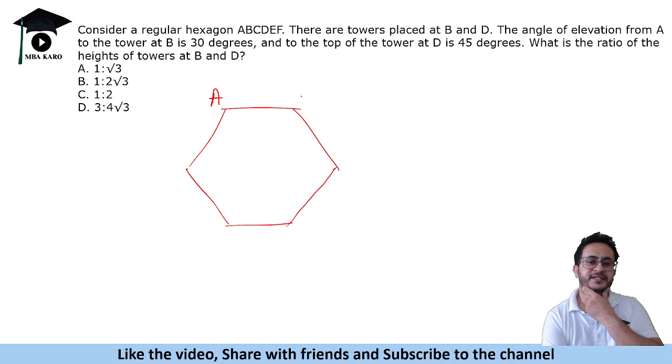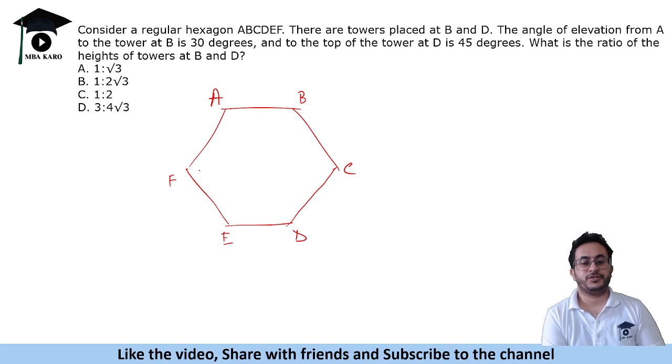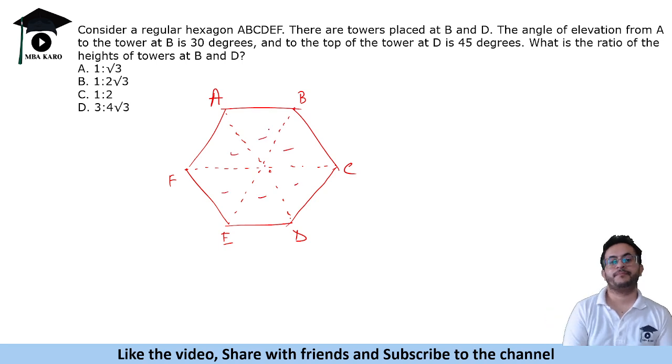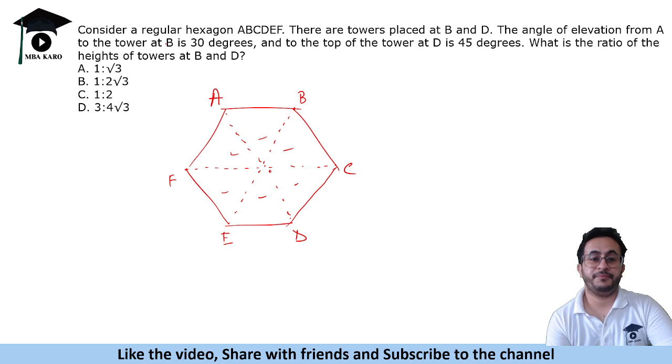So we have a hexagon ABCDEF. Okay, so a hexagon can be represented like this. You can break it into six equal equilateral triangles. So if you join through the center, all these triangles are the same. Okay. Now there is a tower at B.